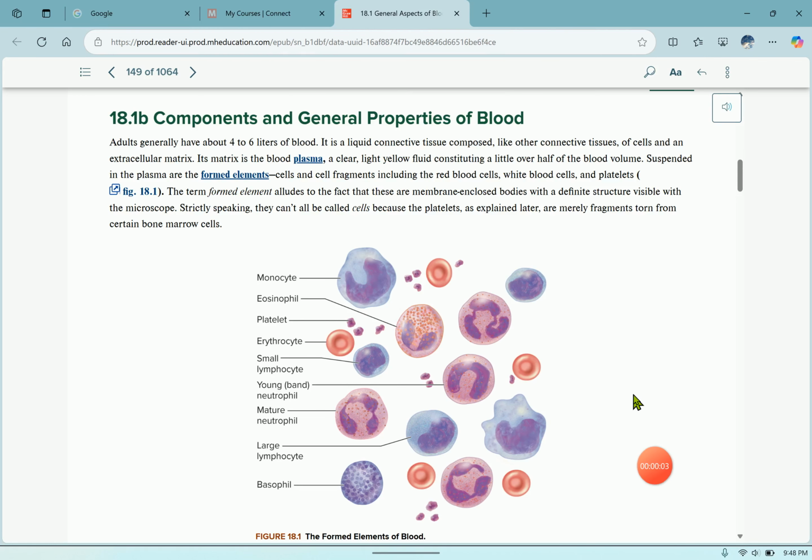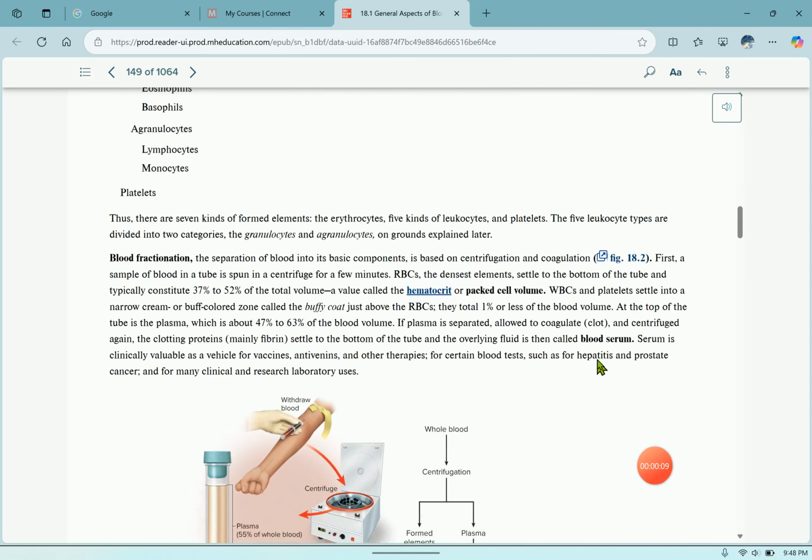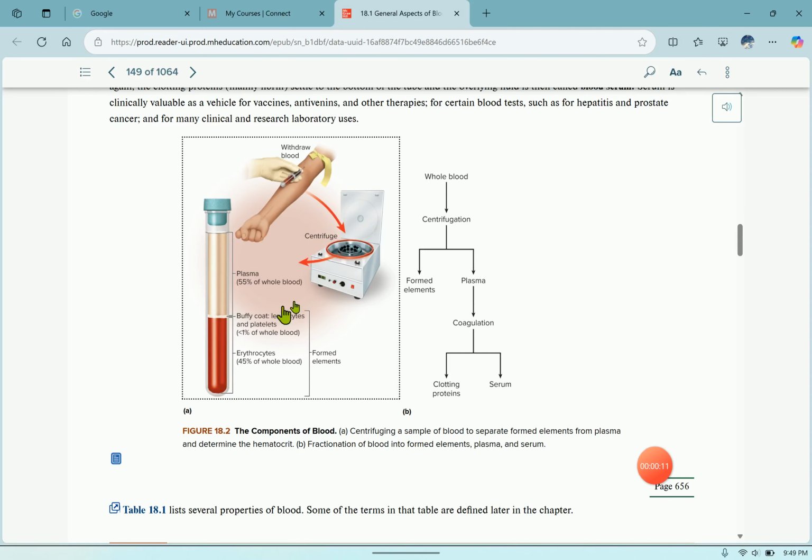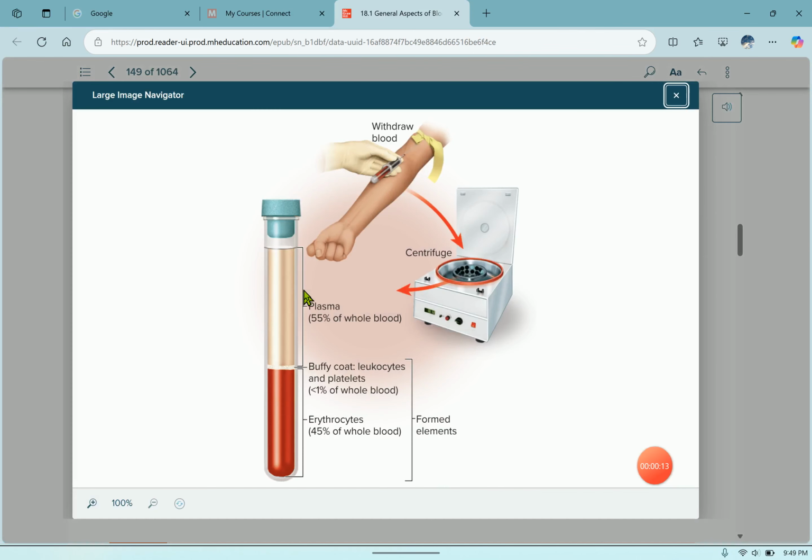In this section, we're going to look at the components that are suspended within blood. So let's go down here first to this scene. So here we have a phlebotomy taking place where we're going to do a blood biopsy or simply take blood out of a vein and then put it in a centrifuge for about 15 minutes.